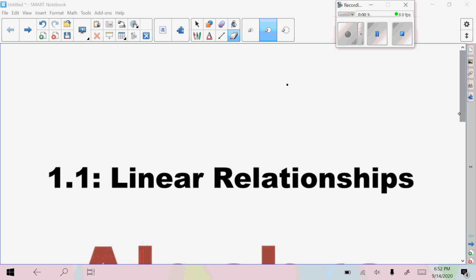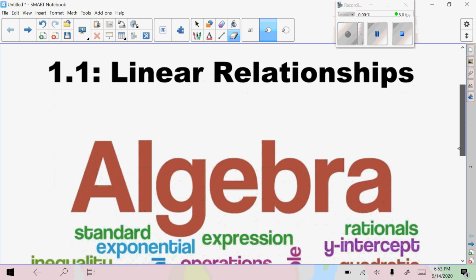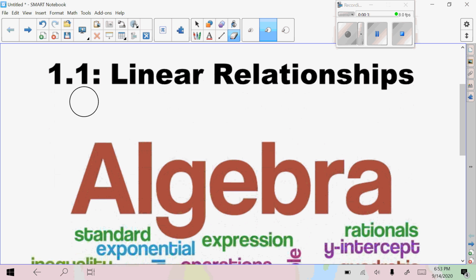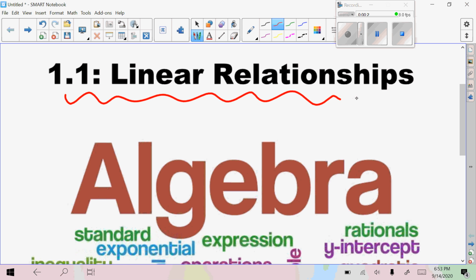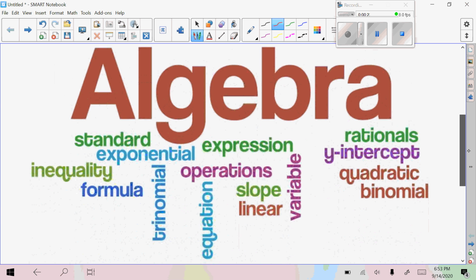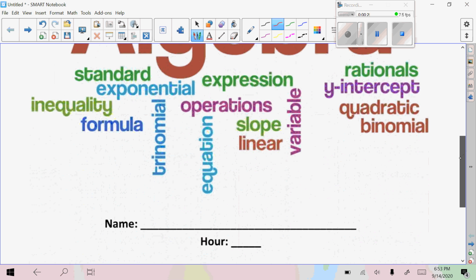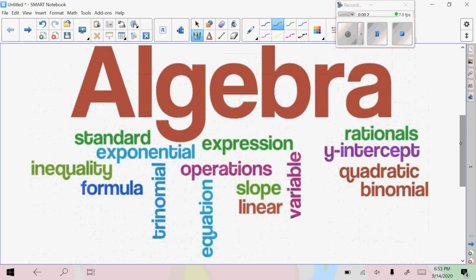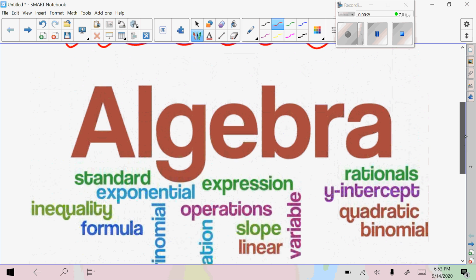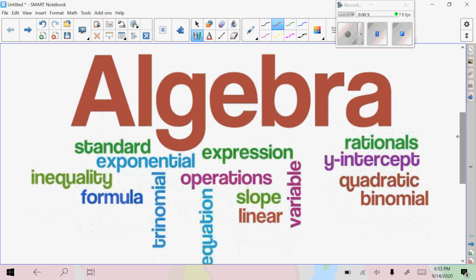As you know, you are now in algebra class, and our first lesson is about linear relationships. What we're going to do today is just review and look at some different representations that can help us learn algebra.